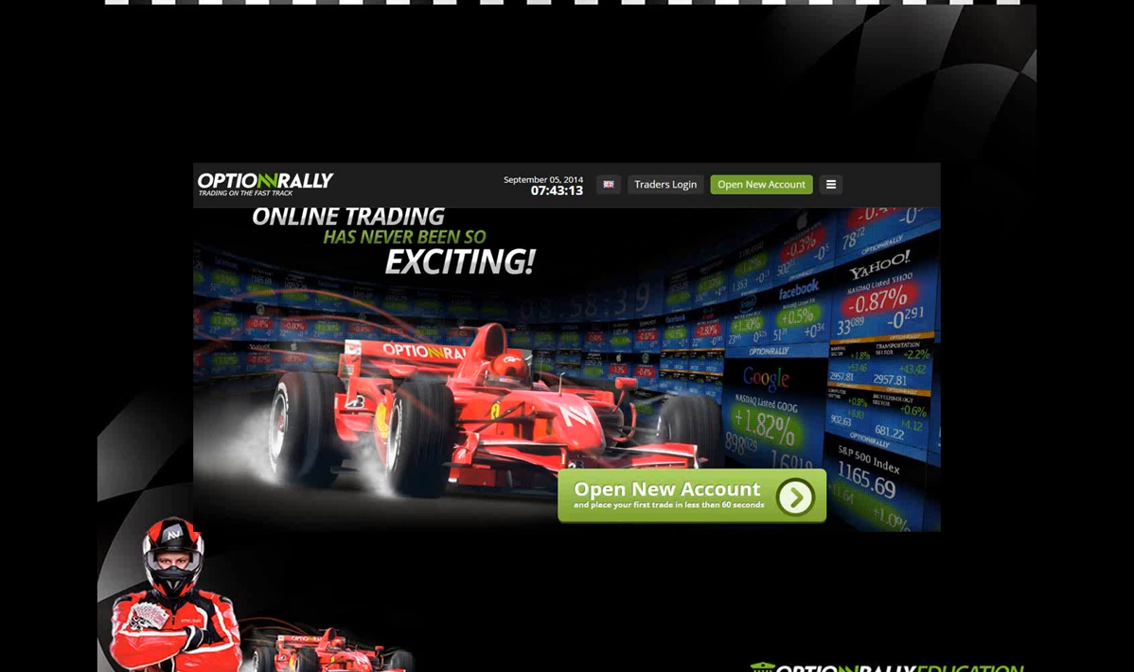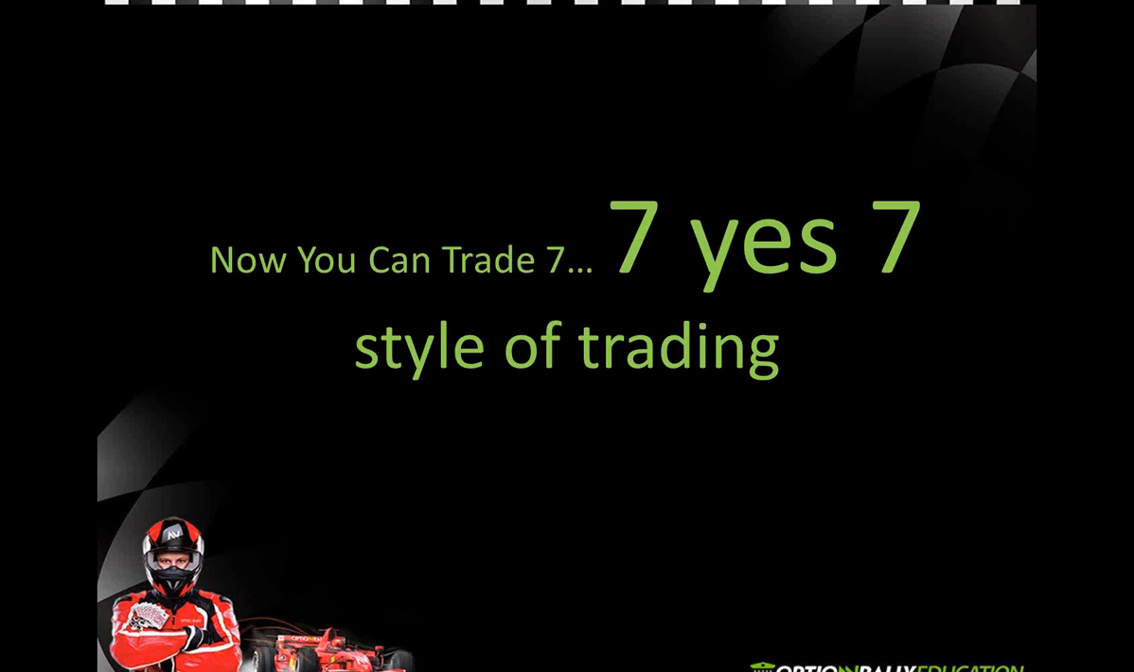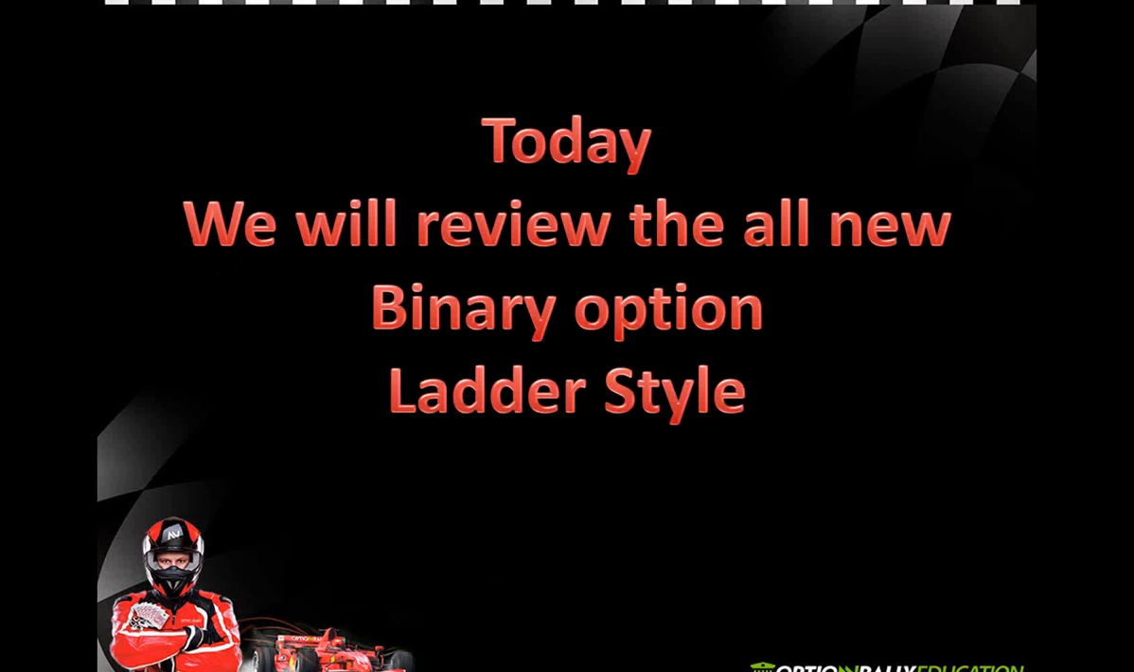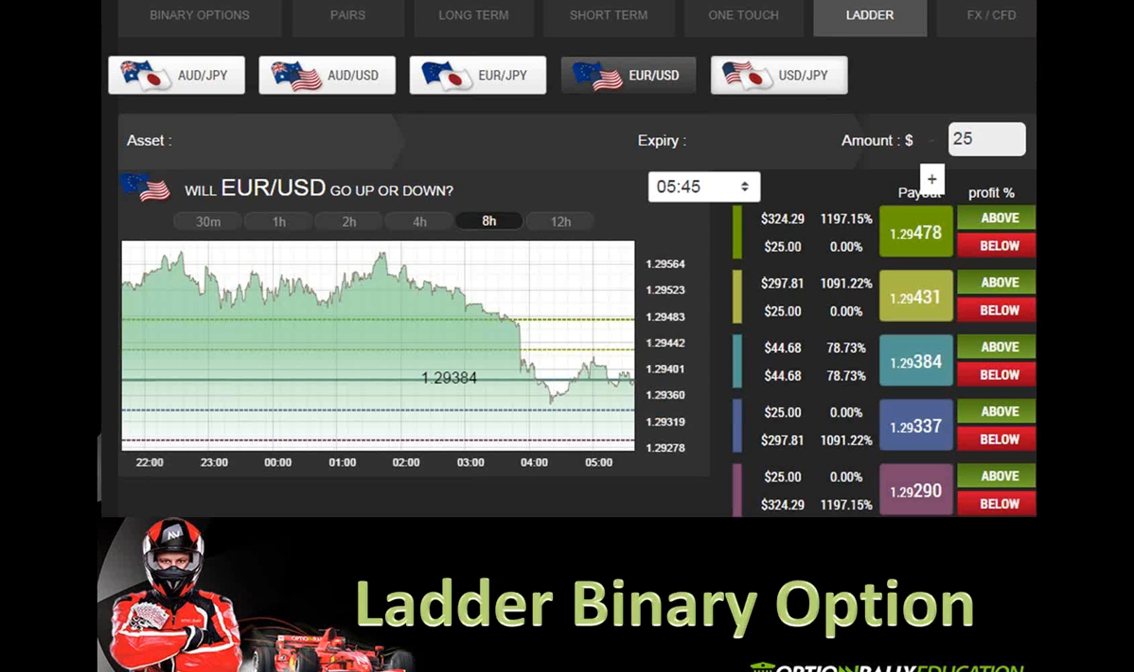When you trade with OptionRally, you can trade from 7 different styles of trading. This includes the standard binary options up-down, pairs trading, long-term trading, and the exhilarating 30, 60, 90, 300 second trading. You can trade one-touch trading, pairs trading. Now we have the all-new laddering and also CFD Forex trading. So every type of trading you might want to do is now available on one exciting platform just for you. Today we're going to review the all-new binary options ladder style.